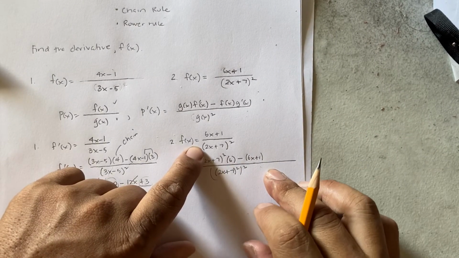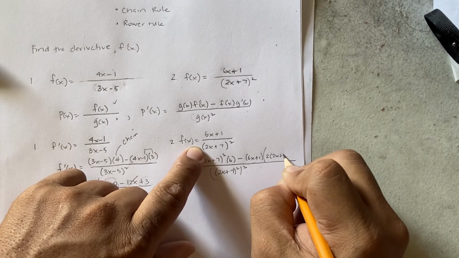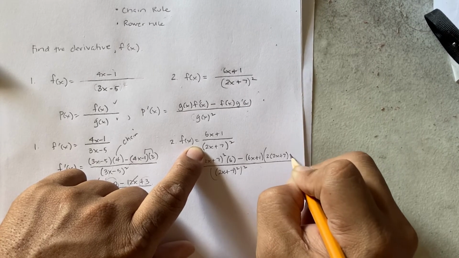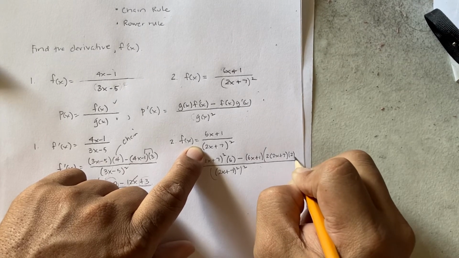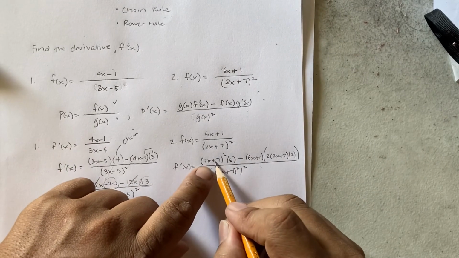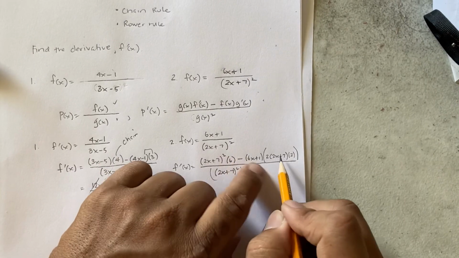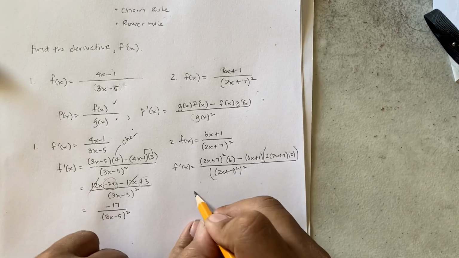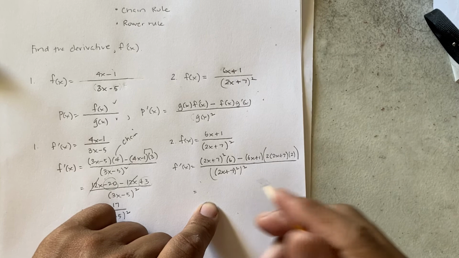Now pay attention to this one here, the derivative of the second. 2 times the quantity 2x plus 7, times the inside derivative, that's the chain rule, this is 2. So we have the second times the derivative of the first minus the first times the derivative of the second, this is the chain rule here, all over the bottom squared, which is 2x plus 7 squared. You're going to square that.